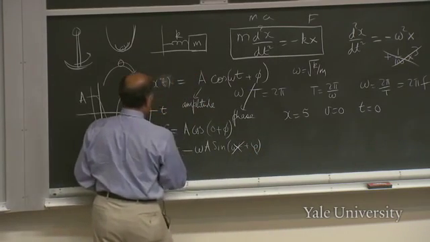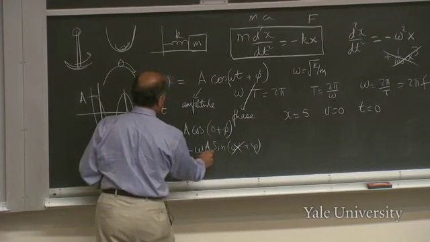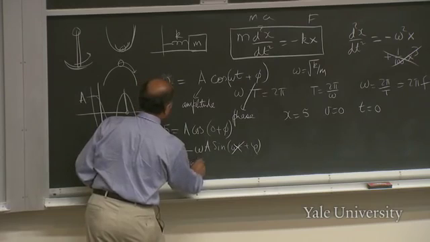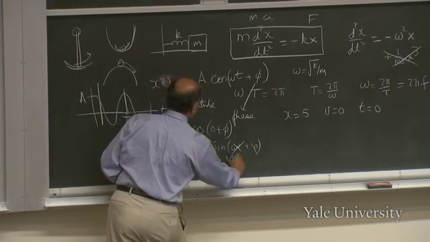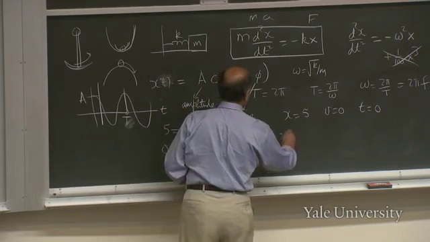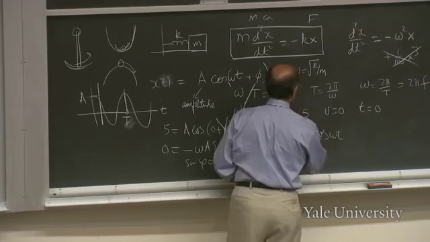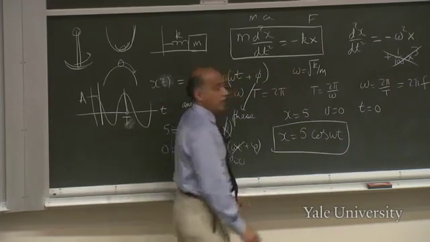So that tells me 0 is minus omega A sine phi. Omega is not 0, A is not 0. Therefore, sine phi is 0. That means phi is 0. You get rid of that. So the subsequent motion is x equal to 5 cosine omega t. This is a problem where we did not need phi.